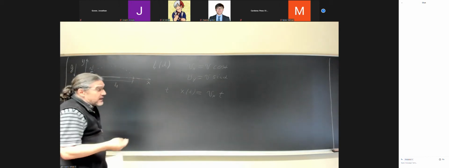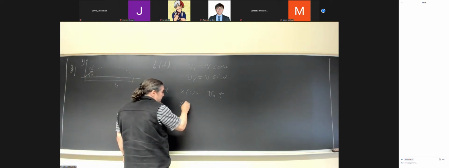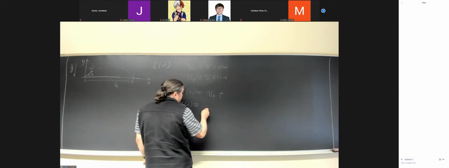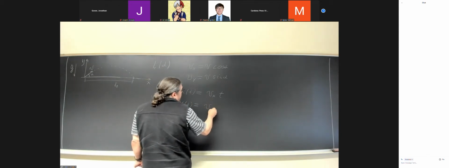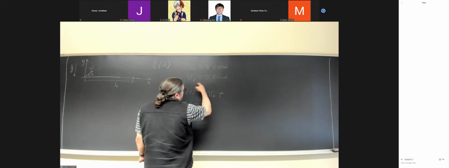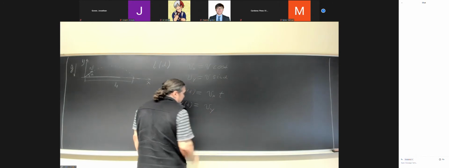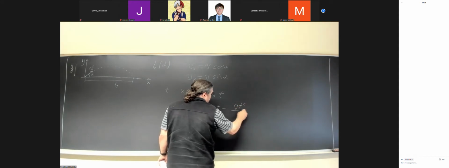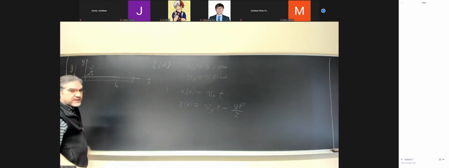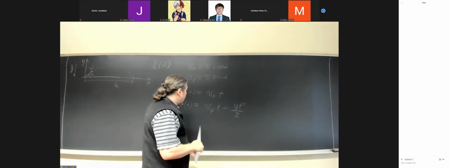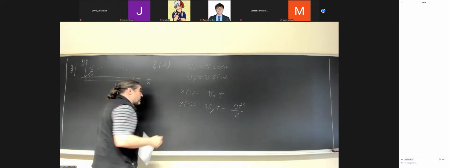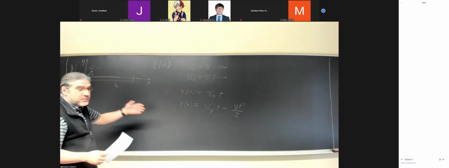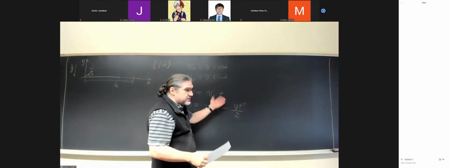Now in the vertical direction we have motion with constant acceleration, so y as a function of t equals the initial velocity in the y direction, which is vy, times t, minus g t squared divided by 2. Right? Now it's minus here because my y is pointing up and my g is pointing down, and so g is negative. So this is the position of the cannonball at any moment of time.